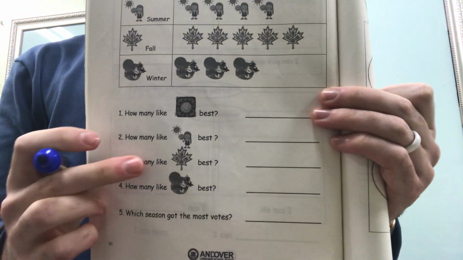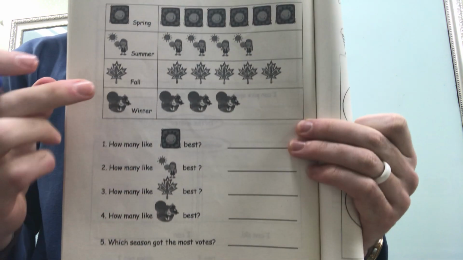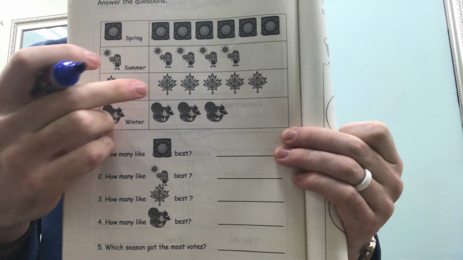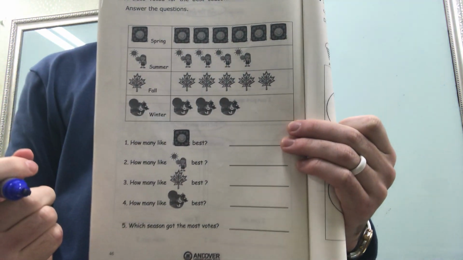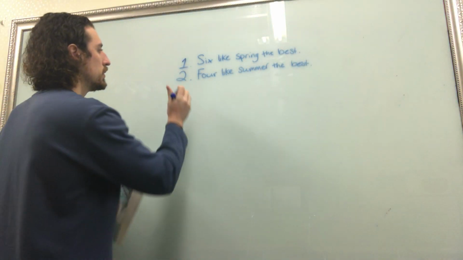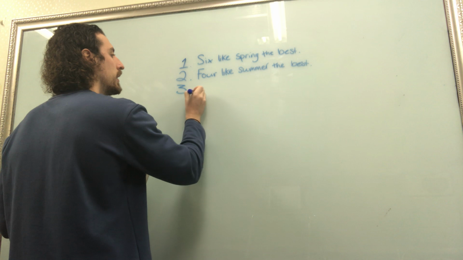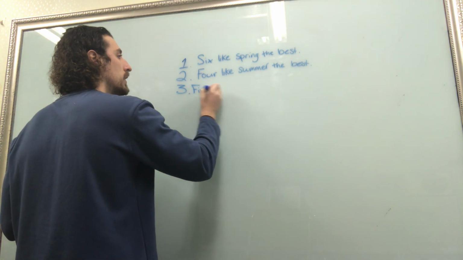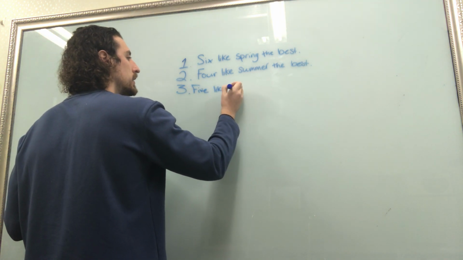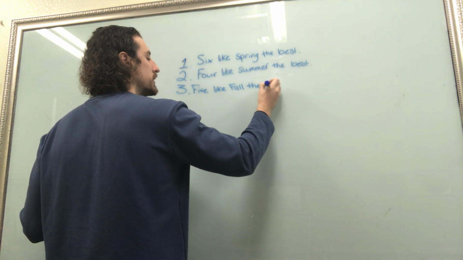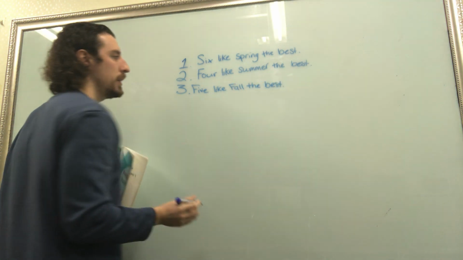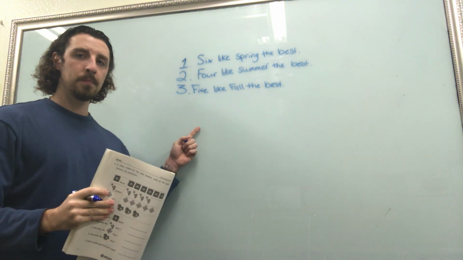We'll go on to the third one. How many like fall the best? So here's fall. Let's count. 1, 2, 3, 4, 5. So 5. So number 3, we're going to say 5 like fall the best. Okay? Make sure you got that.